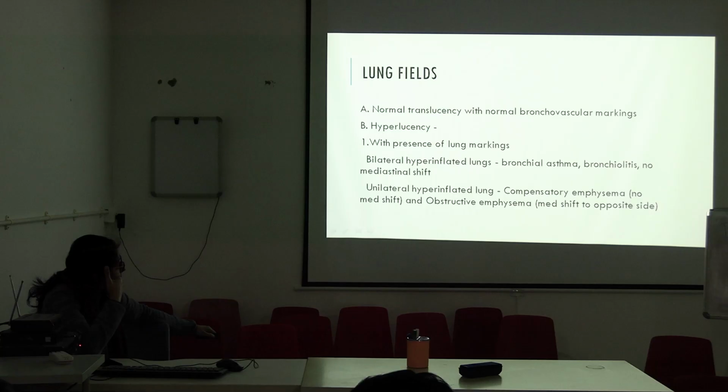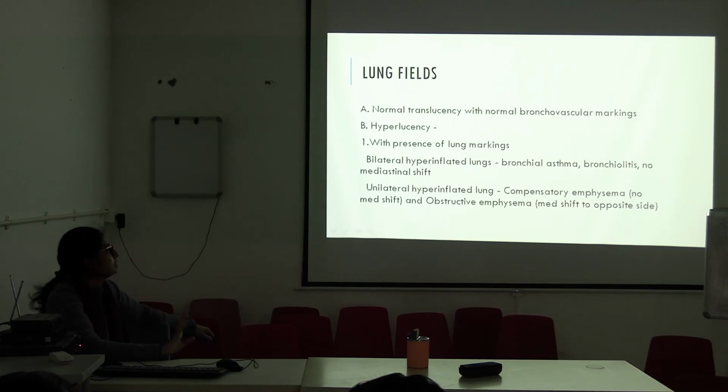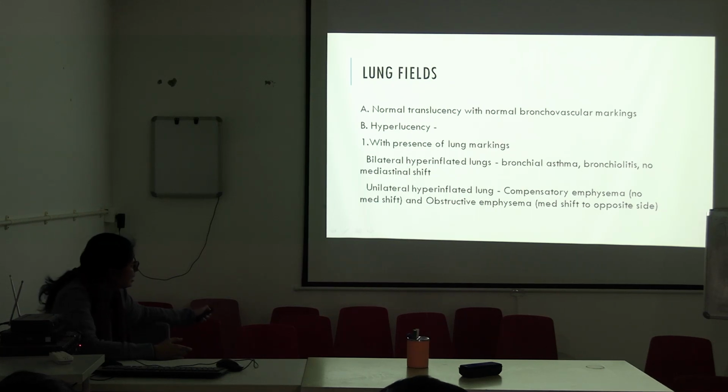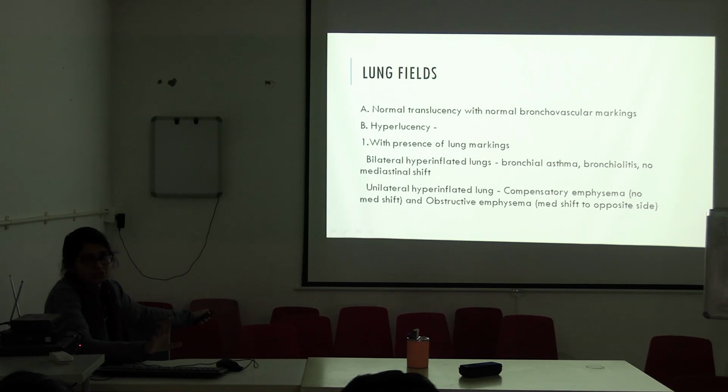Lung fields. Now we will describe the lung fields. Number one, normal. Normal lung fields means what? Normal translucency with normal bronchovascular markings. Now we will talk about the abnormal condition. Number one is hyperlucency. Hyperlucency means more air, more black. Okay. In case of hyperlucency, if there is presence of lung markings, then if it is bilateral hyperinflated, it is because of bronchial asthma, bronchiolitis, and there is no mediastinal shift.